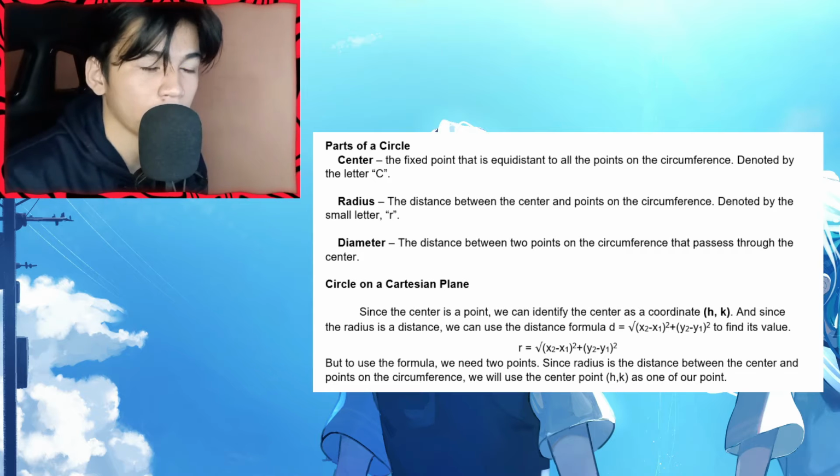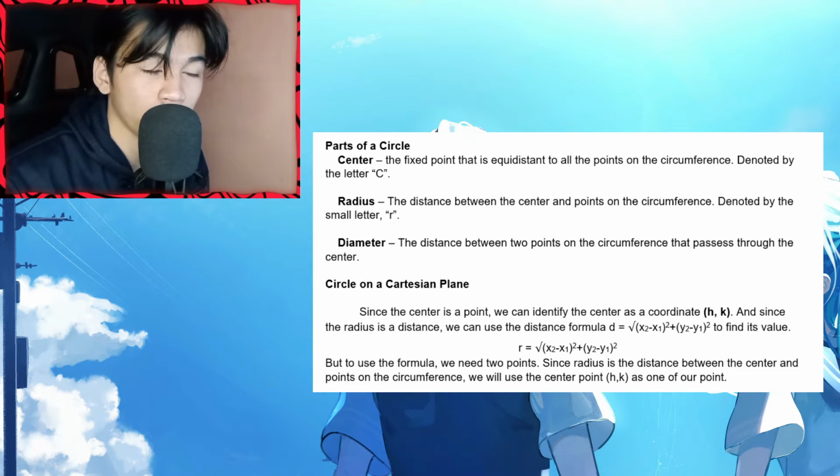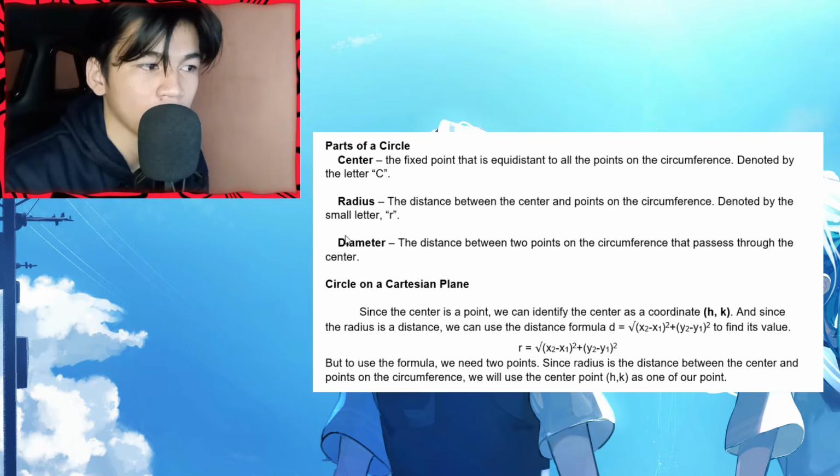Diameter, what is the diameter? The distance between two points on the circumference that passes through the center. So it is the distance between two points of the circumference and it passes the center.